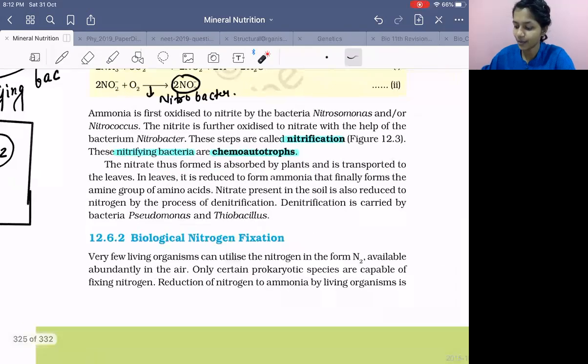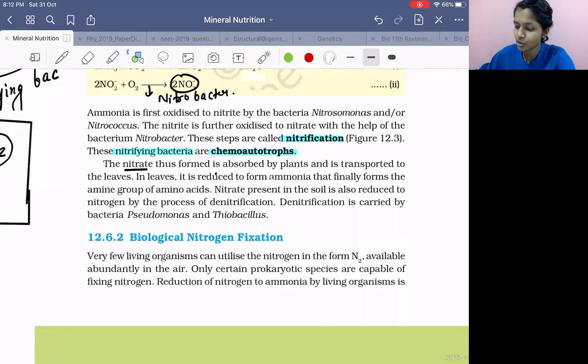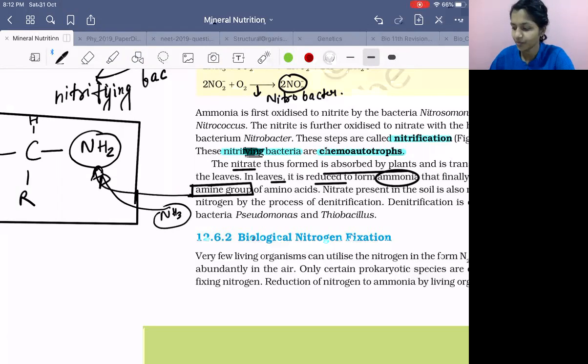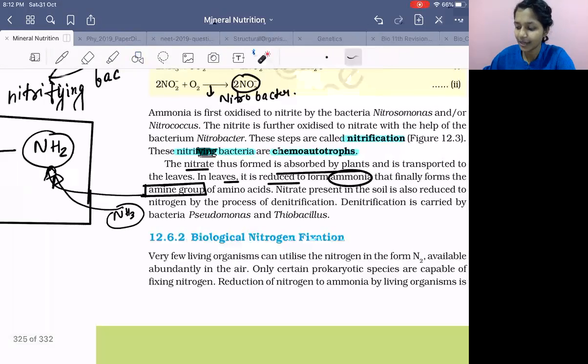Okay, just read it out. The nitrate absorbed by the plant is transported to the leaf. In the leaf, it is reduced again to ammonia. Why? Because it has to form the amine group. What is the amine group? NH2. That's why first it will make ammonia, NH3, and then the amine group, NH2. Why? To make amino acids. All right.